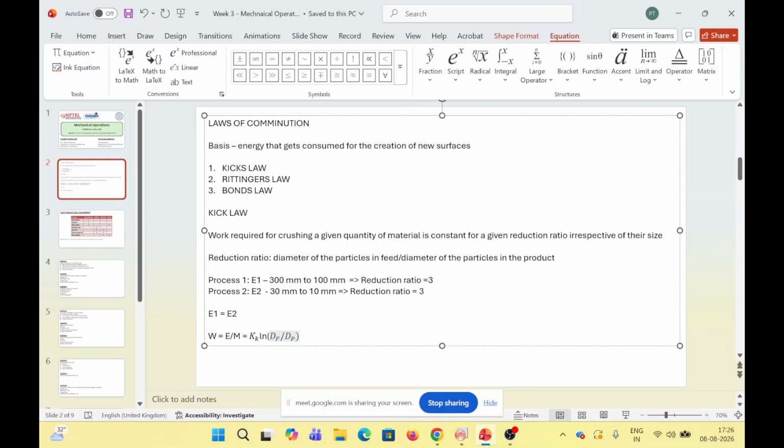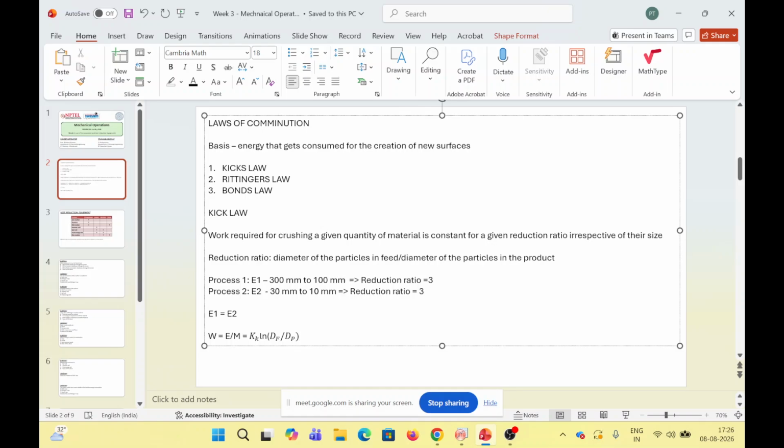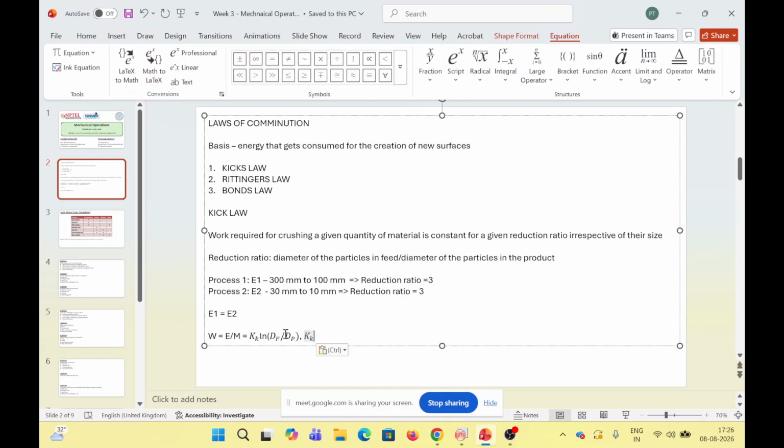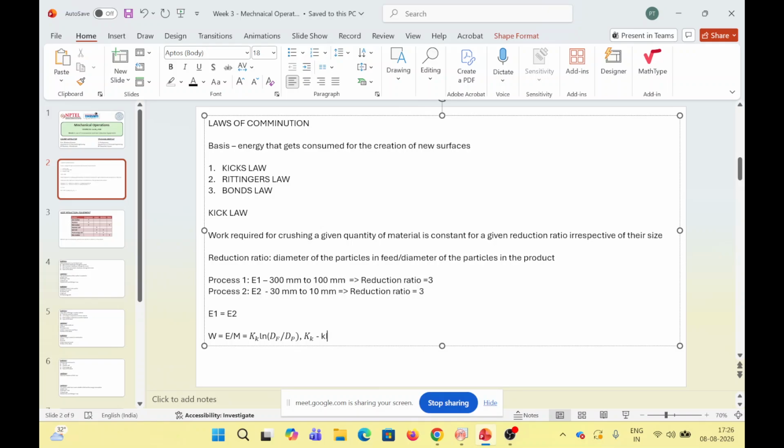So the work is the amount of energy required for crushing a given mass of material, which is equal to K, that is your Kick's law constant, or Kick's constant, and df by dp is the reduction ratio. So in this case, W1 and W2, or E1 and E2, for the given quantity of the material remain the same.